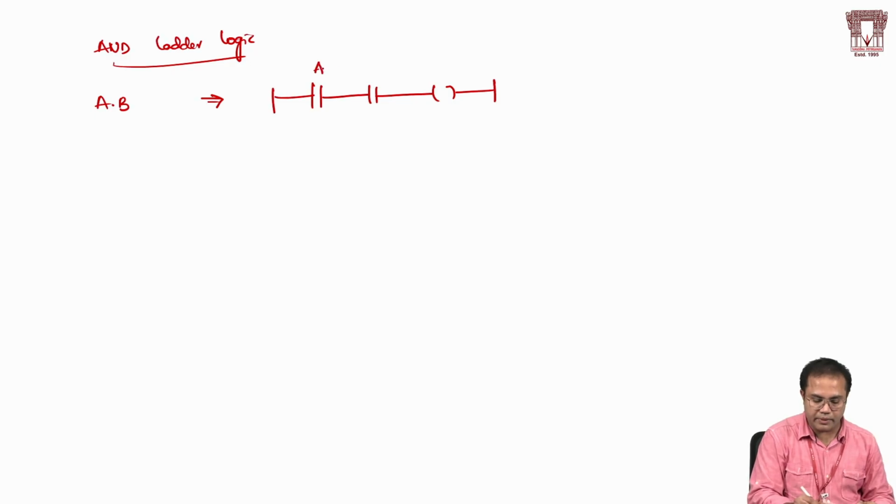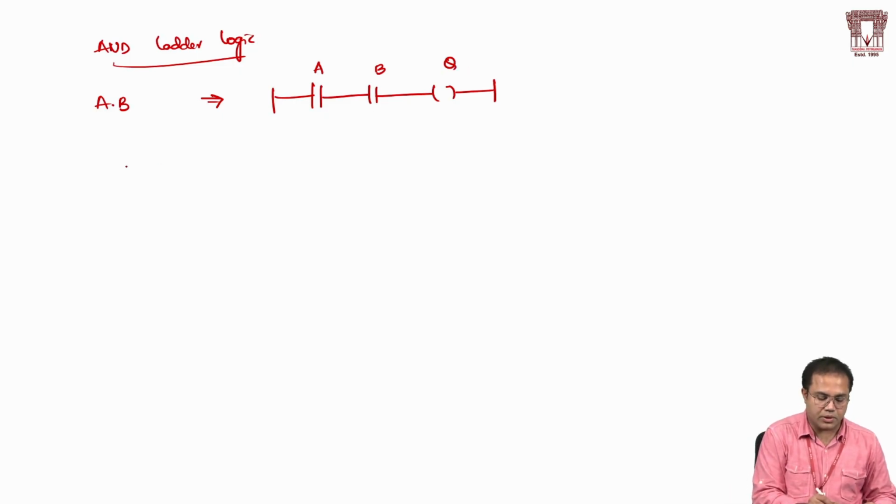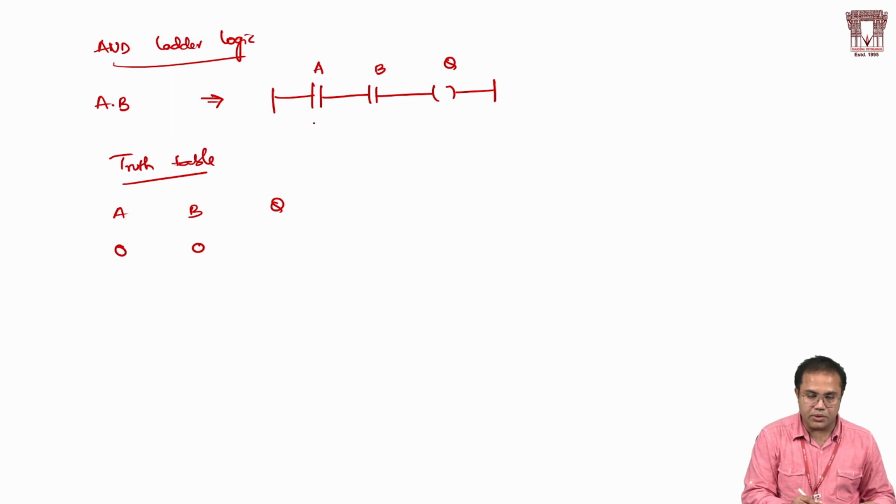So this is my A, and this is my B, and this is my output, let's say Q. Now let's verify with the truth table, right? So the truth table says A, B, Q. So 0, 0. A is 0, B is 0 means unchanged.